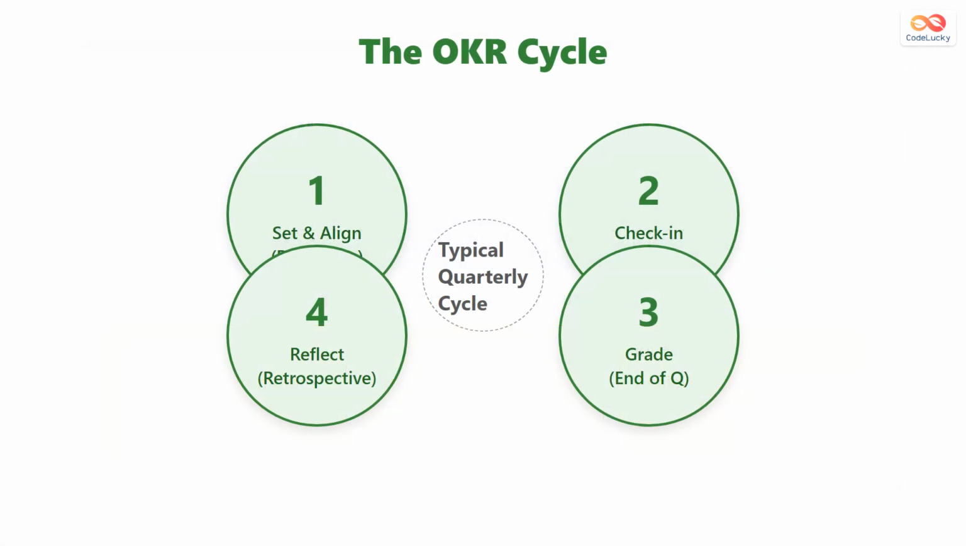OKRs usually work on a quarterly cycle. Step 1 is to set and align your goals at the start. Step 2 is the weekly check-in to monitor progress. Step 3 is grading your results at the end of the quarter. And Step 4 is to reflect on what worked and what did not.